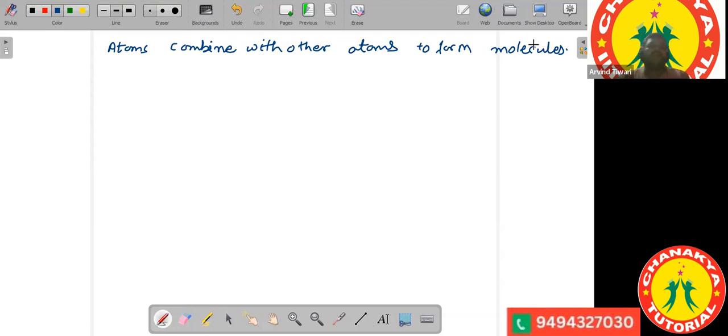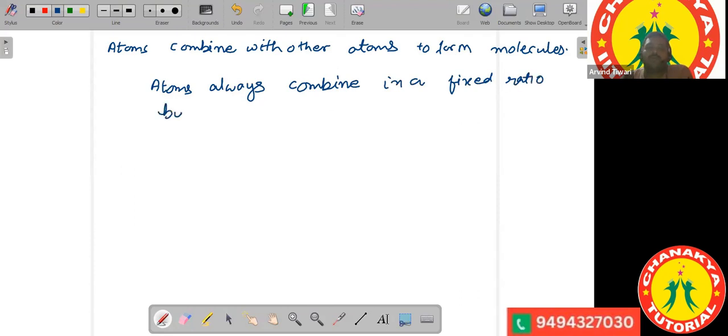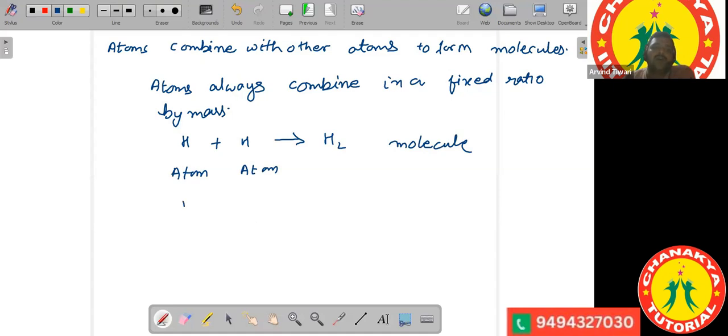And whenever atoms combine, they always combine in a fixed ratio by mass. This is also an important point. For example, one hydrogen atom combines with another hydrogen atom to form H2. This is a hydrogen atom, and this is also a hydrogen atom. So two hydrogen atoms join together to form a hydrogen molecule. In a similar way, a hydrogen molecule can combine with an oxygen molecule to form water.